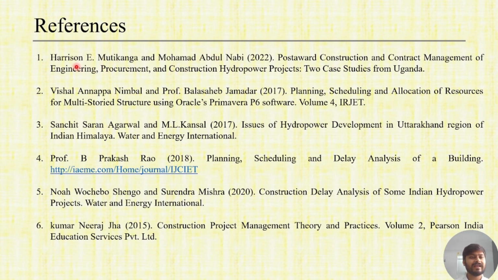So in my case, see, these two people have written that paper and in which year they published that paper, and then what was the title basically: post award construction and contract management of engineering, procurement and construction hydropower project. So this was the title, and 2 case studies from Uganda were done, right? So in that way you have to write. And in some papers you might also get a volume, which volume is this, so you also include the volume, and then by which organization it was published, that also you can include.